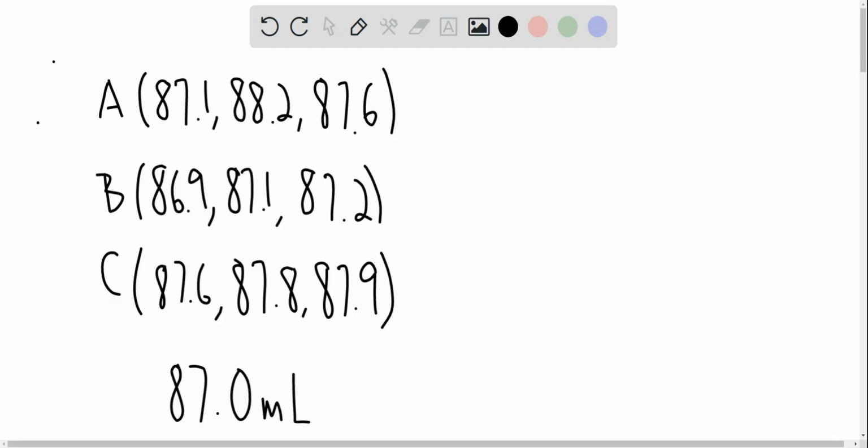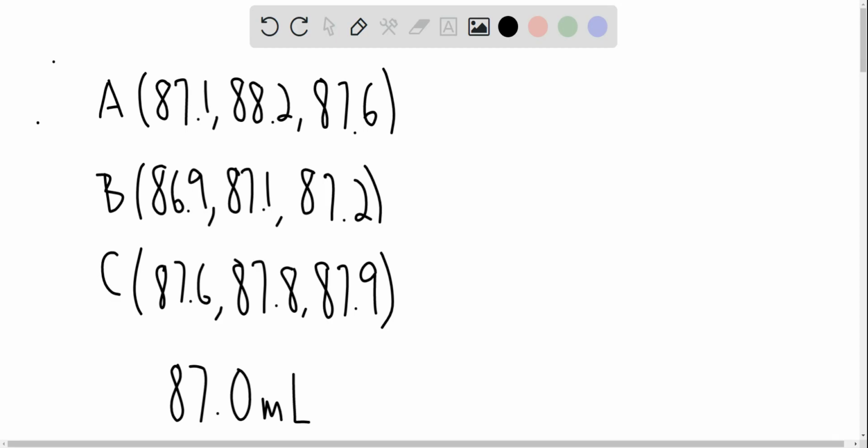And if you want to measure the accuracy of their measurements, then you just take the mean and compare it to the actual value, which is 87.0 milliliters. So for each of these students, A, B, and C, let's find first the range and then the mean.